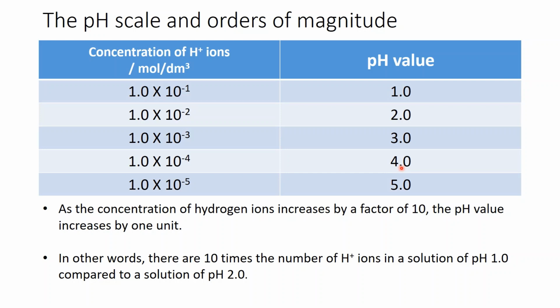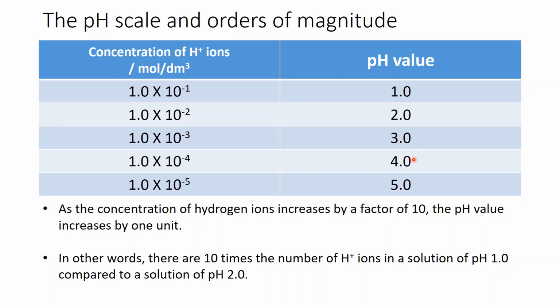You could think about it being there are 10 times the number of hydrogen ions in a pH of 4 compared to a pH of 5. Or, as written in this bullet point here, there are 10 times the number of hydrogen ions in a solution of pH 1 compared to a solution of pH 2. If I compare a pH of 3 to a pH of 1, the difference is by a factor of 100 because it's 10 times by 10.